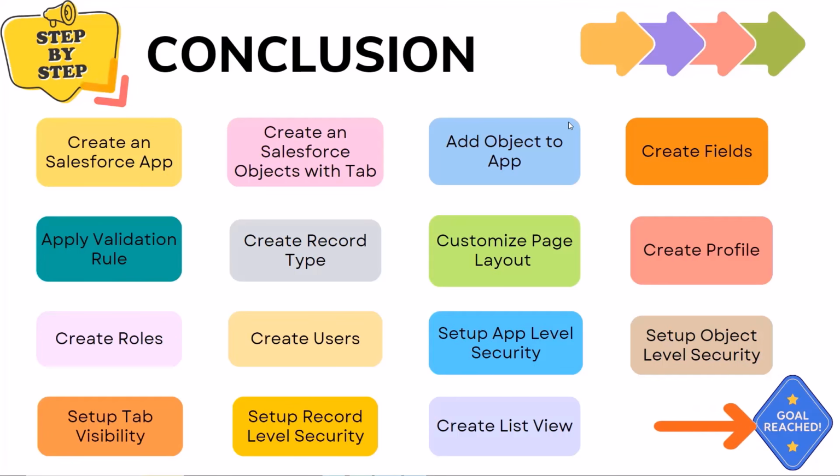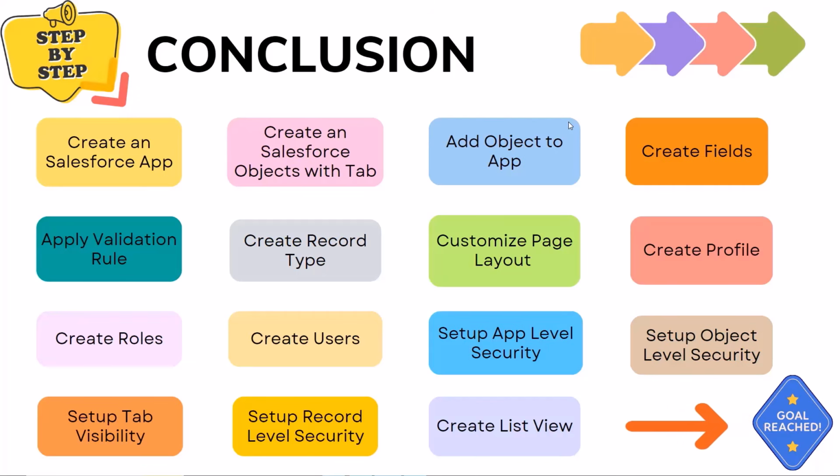Firstly, we created a Salesforce application named Task Assignment Tracker. After that, we created two Salesforce objects. One is named Employee, and the other is Task Assignment, and we created these objects with tabs also, because we wanted tabs for navigation. And once we created the two objects, we added them to the particular application named Task Assignment Tracker in our case.